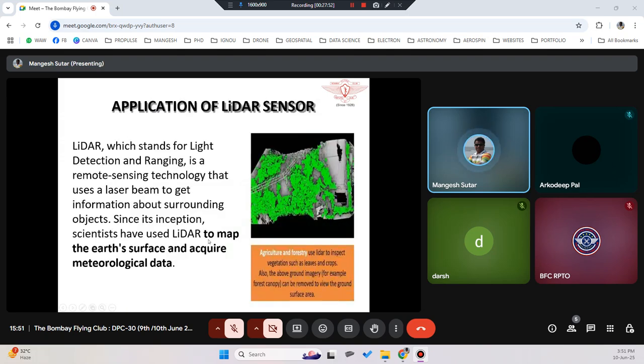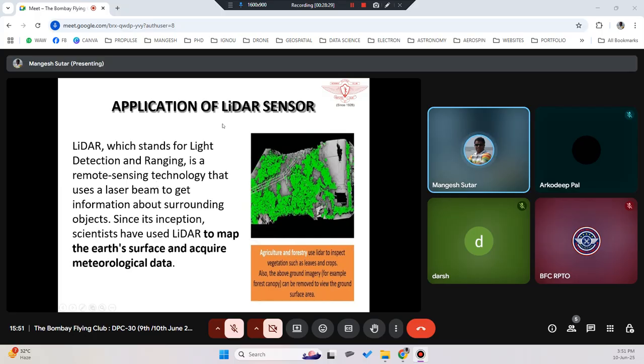Okay, so LiDAR, which stands for light detection and ranging, is a remote sensing technology that uses laser beams to get information about surrounding objects. Scientists have used LiDAR to map the earth's surface and acquire meteorological data. Most of the time LiDAR drones are used in agriculture and forests, to inspect vegetation such as leaves and crops. Also, above-ground imagery, for example forest canopy, can be removed to view the ground surface area. All that information you can see using the LiDAR sensor.